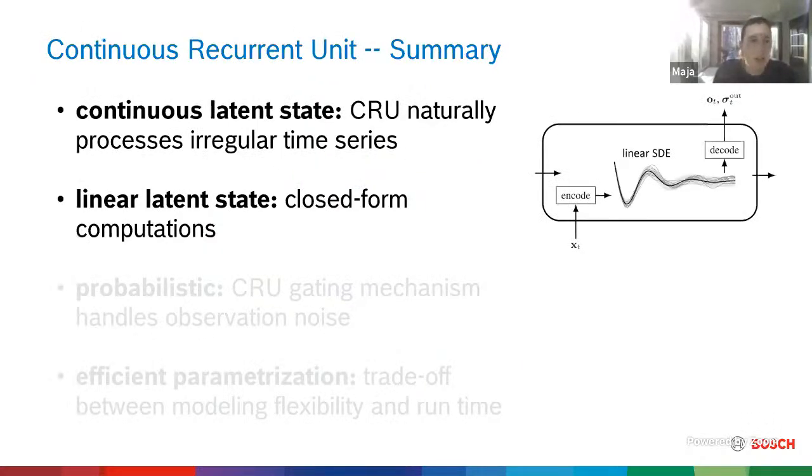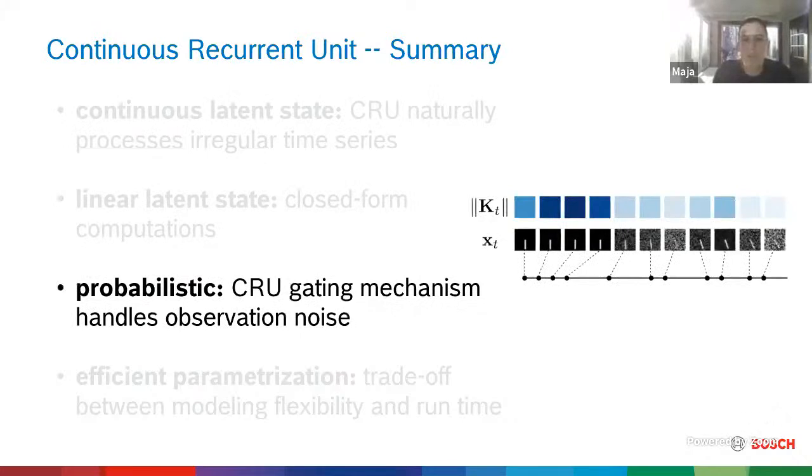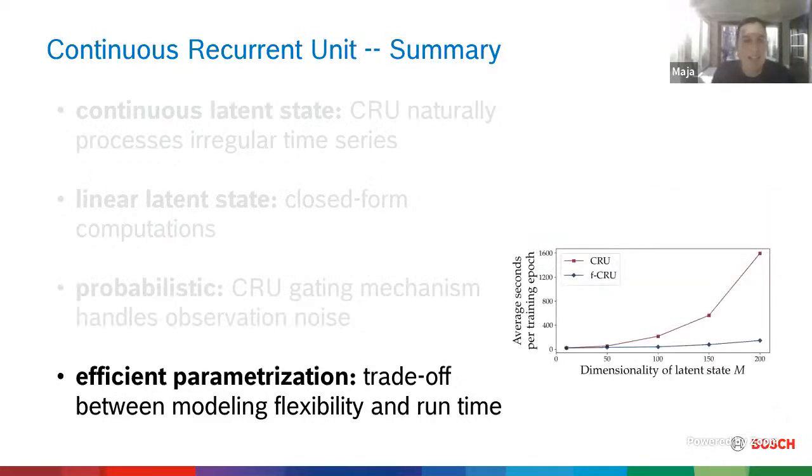Yeah, so based on that, I want to summarize my presentation. I presented the CRU, which has a linear but continuous latent state with closed form updates. We have seen that it has a gating mechanism that somehow optimally tells us how to handle noisy latent observations. And finally, I also discussed efficient parametrization and how it affects the trade-off between modeling flexibility and runtime. And especially with the experimental results, we also saw that often, even though the fast CRU gives us a large improvement in runtime, it doesn't hurt the RMSE results too much, meaning that it still provides adequate modeling flexibility.